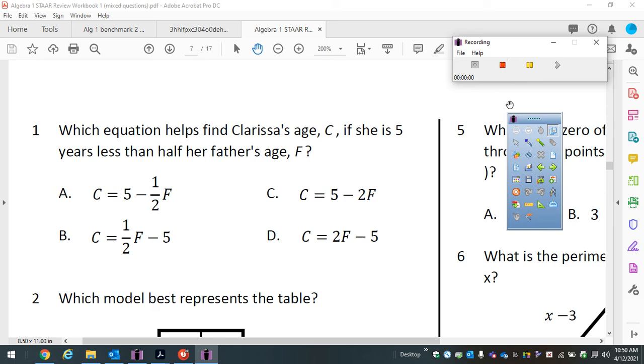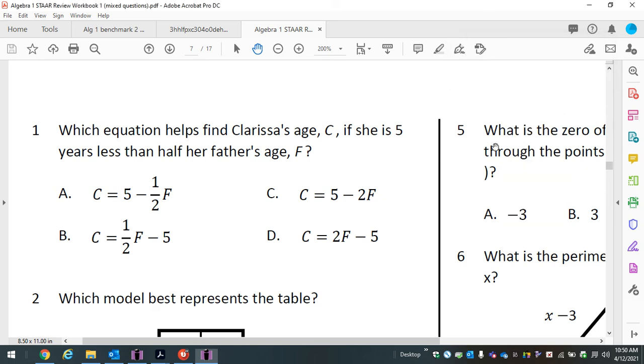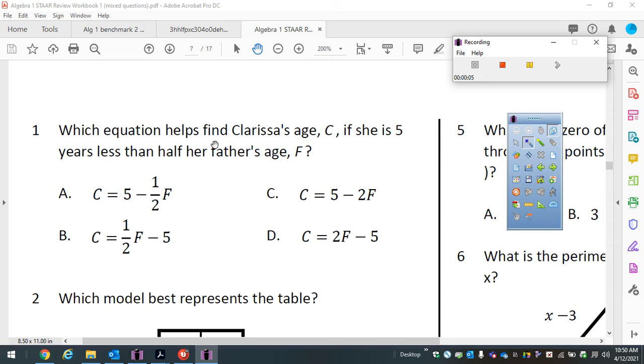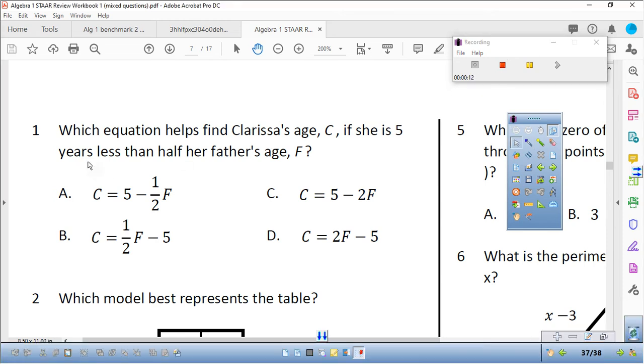So number 17, let's get this one done. Which equation helps find Clarissa's age? See, she is 5 years less than, guys, this right here, less than 5 years less than half the father's age. There it is.